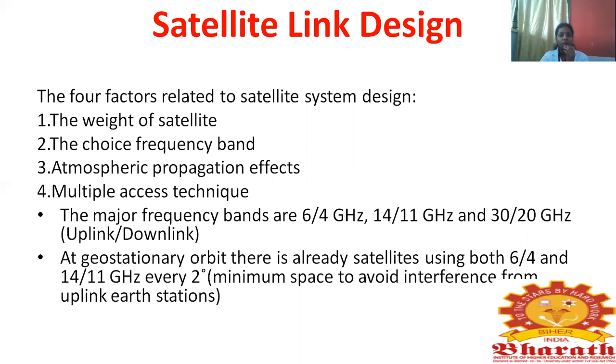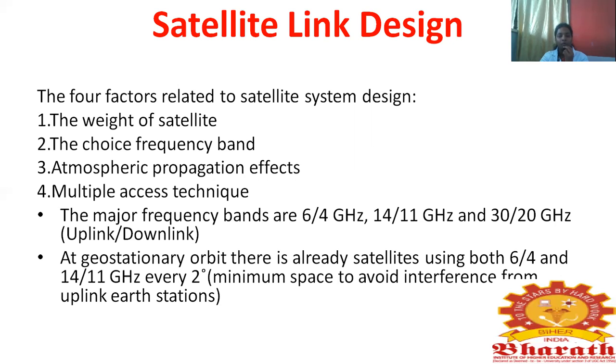The choice of frequency band: the major frequency bands that we use will be like 6/4 gigahertz or 14/11 gigahertz, and certain other frequency bands based on the application needs. Okay, so based on the application, we choose whichever uplink or downlink. When we mention it as 6/4, when you transmit the signal from the base station to the satellite, you make use of the 6 gigahertz frequency band.